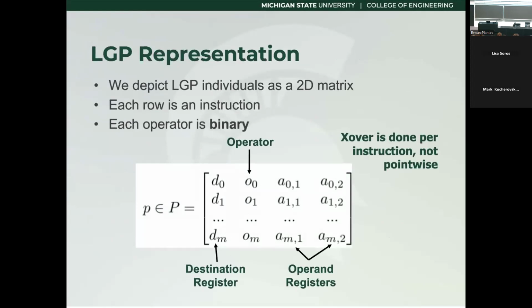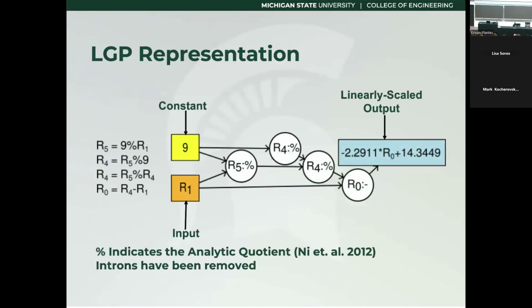So in this work, we depict an LGP individual as a two-dimensional matrix. Each row is an instruction, and each instruction has a destination register in the set of memory, and a binary operator, and hence 2 operands each. And each operand is another location in memory. And that gives us something like this. This is a very small, simple program, and it's drawn as a directed acyclical graph for convenience. Note that the percent sign here does not indicate the modulo function, but the analytic quotient, which is a protected form of division to ensure that you will never have a value divided by 0. We also have a linear scaling to our output, and this has to do with our fitness function, which we will also cover shortly.